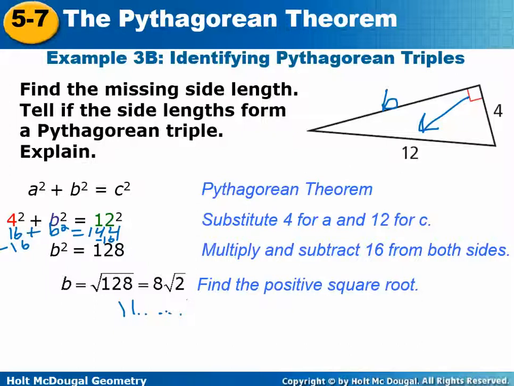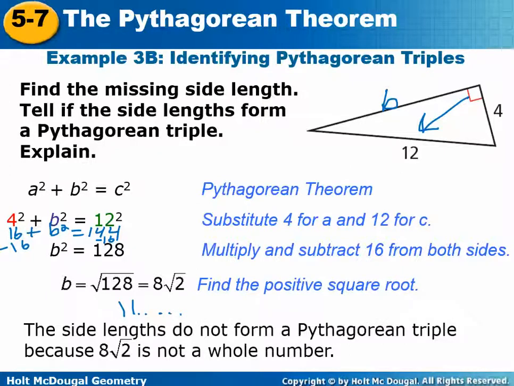So is this a Pythagorean triple? No, because you did not get a whole number. 8 times the square root of 2, or 11 point something, is not a whole number, so this is not a Pythagorean triple, but you can find the side length. It doesn't mean there's no answer.